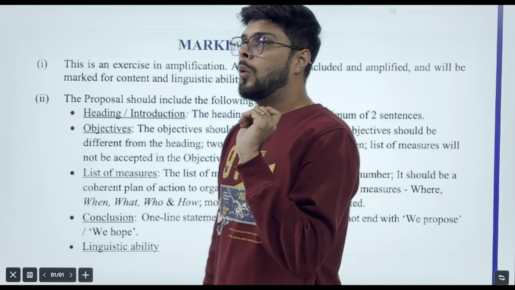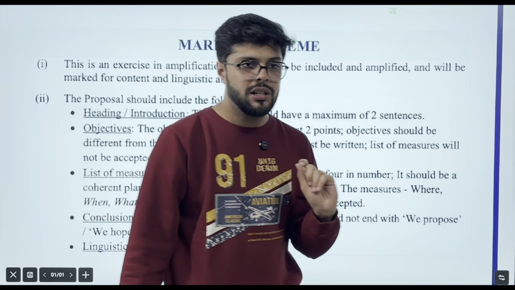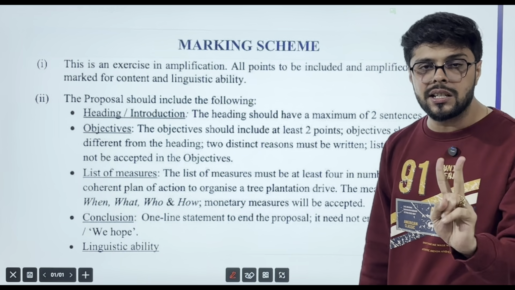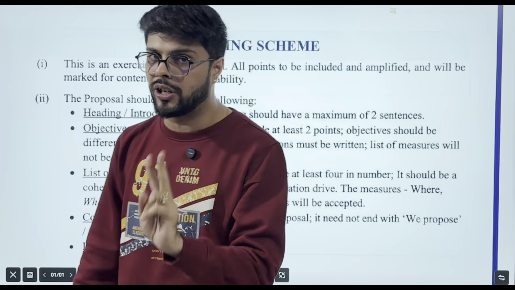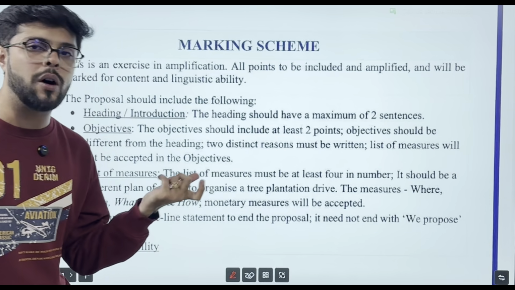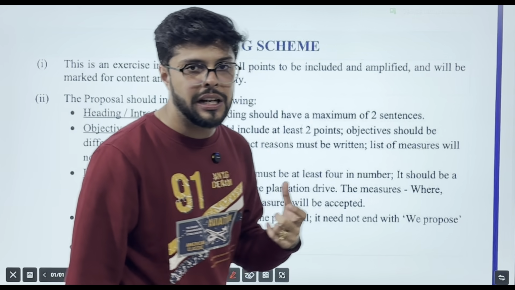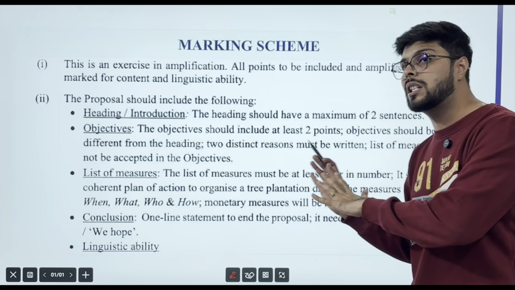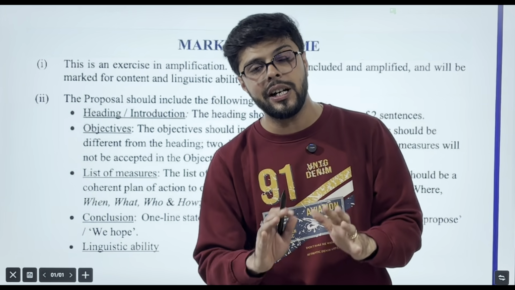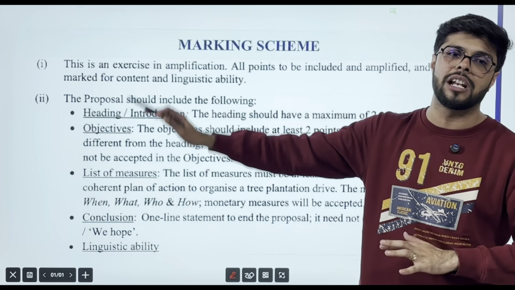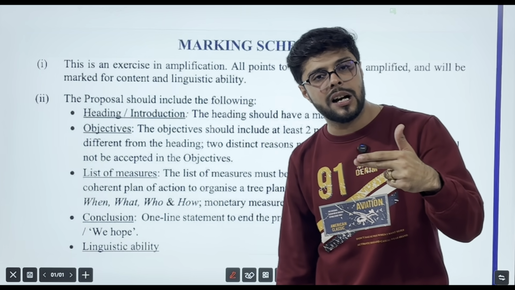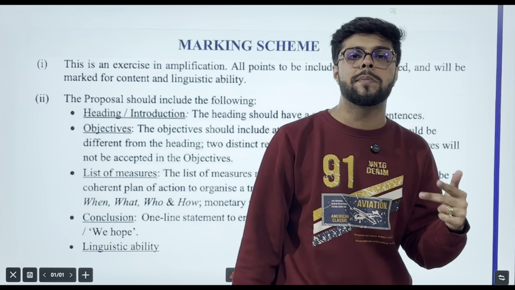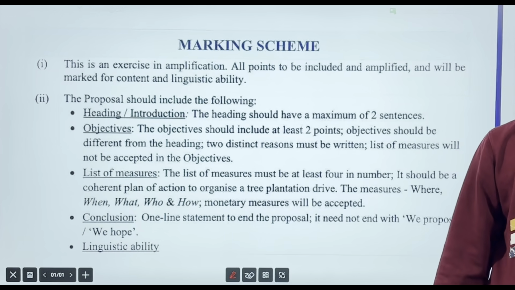Now, when you're writing the heading or introduction, you have to make sure that there are 2 points featured in the introduction. And when you move down to the objective, you have to make sure that the points written in the objective are distinct, different from what you're writing in the heading or introduction paragraph. Means the heading's point and the objective's point cannot be the same. If you pick up the same point and write it, your marks will be deducted there.